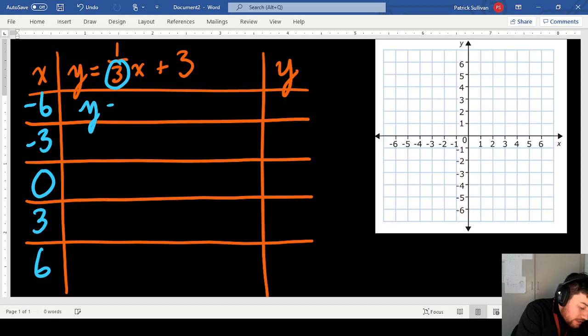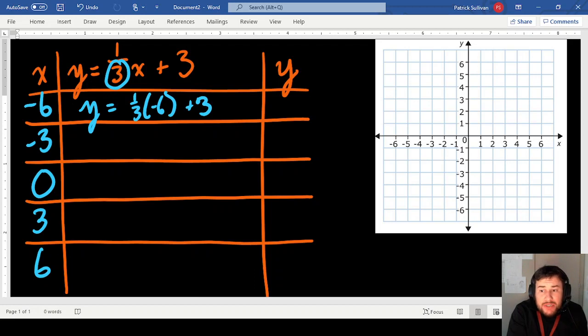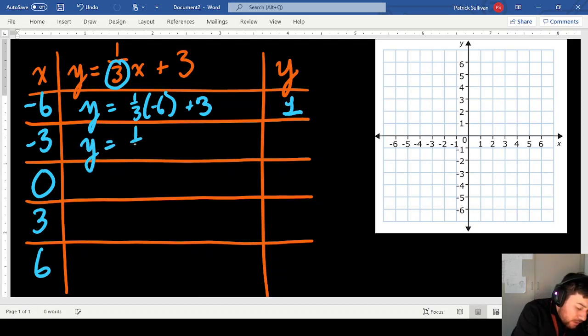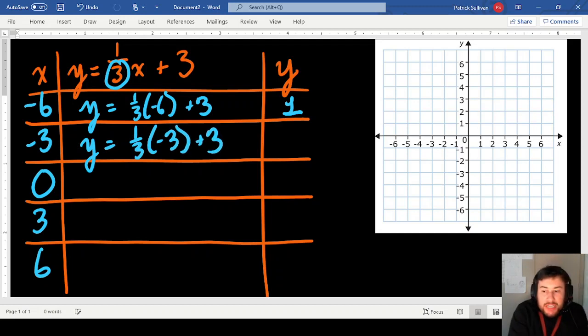So y equals 1/3 times -6 plus 3. Well, -6 times a third is really -6 divided by 3, which is -2. And -2 plus 3 is equal to +1, so that's my y value. Y equals 1/3 times -3 plus 3. 1/3 times -3, well, that's equal to -1 plus 3, that's equal to +2.